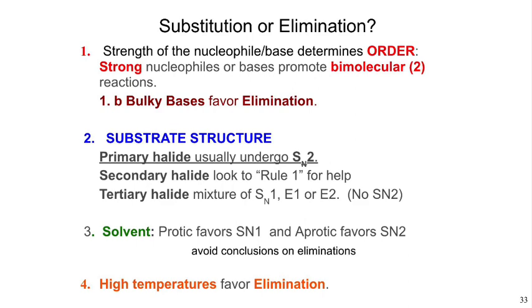Okay? Secondary halides suck. Hope you find something else that gets you some information. Tertiary is another big one that sucks because you get a mixture of everything, except SN2. Okay? Your solvent effects: protic solvents favor SN1, aprotic solvents SN2, and high temperatures favor elimination, and that's it.